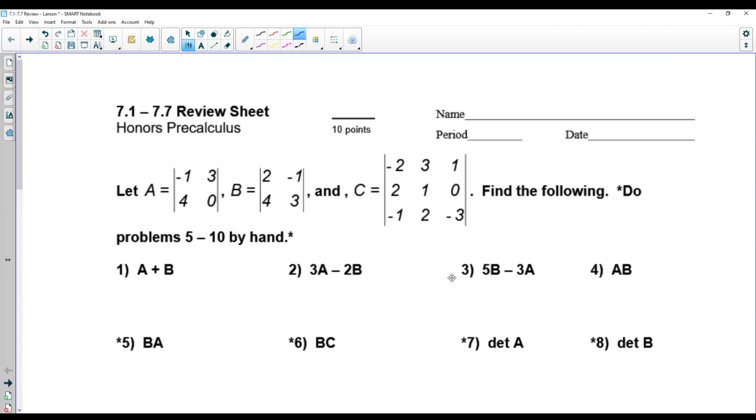All right, let's go ahead and go over a little bit of this review sheet. This is 7-1 through 7-7 review. Your test is going to be on Wednesday. Let's go over number 16 and do a partial fraction decomposition because it's been a while since you've done that.